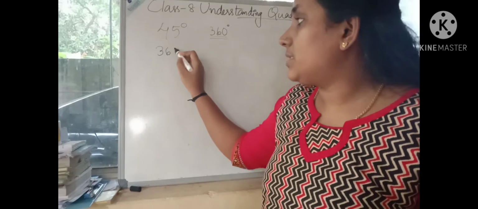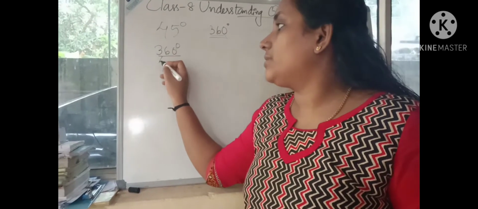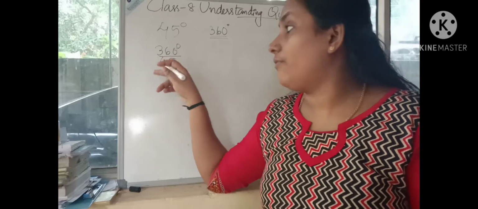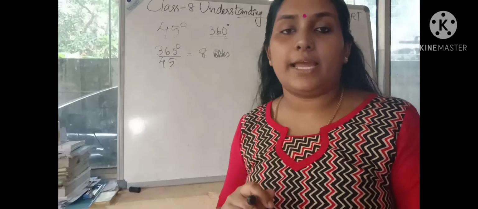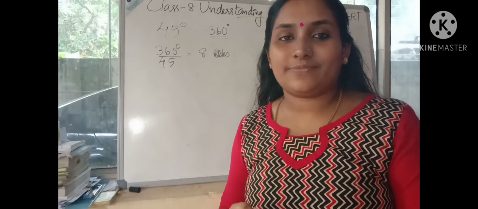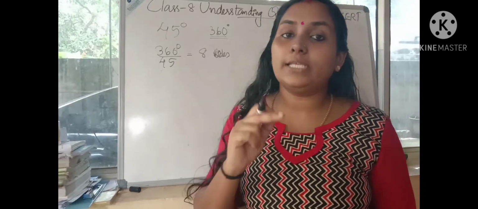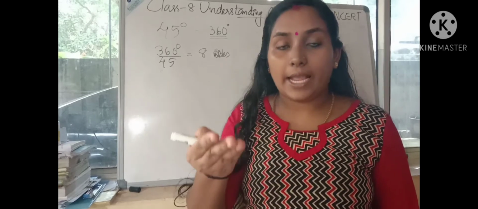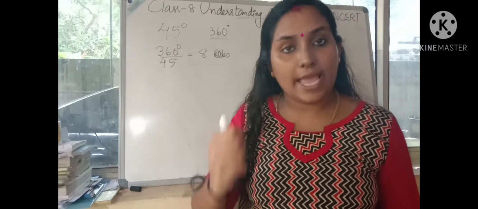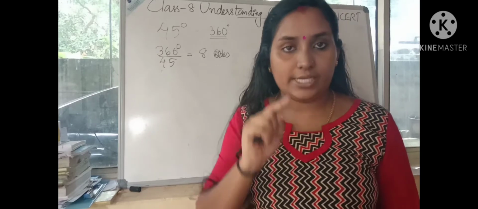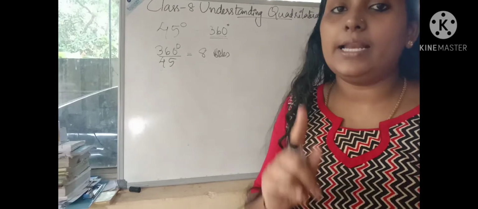So from this 360 degrees, we divide by 45 degrees. We will get the answer as 8. The polygon has 8 sides. All clear? One exterior angle is 45. We know that the sum of the exterior angles of a polygon is 360 degrees. So total exterior angle divided by one exterior angle will give the number of sides of a polygon. Okay, all clear? We can easily find the number of sides if one exterior angle is given.